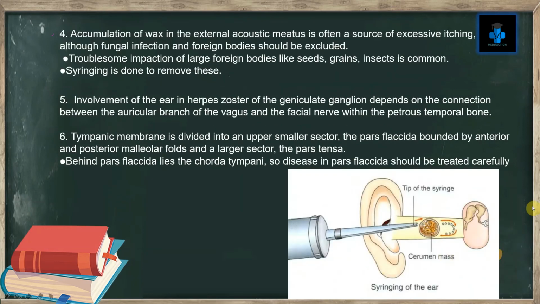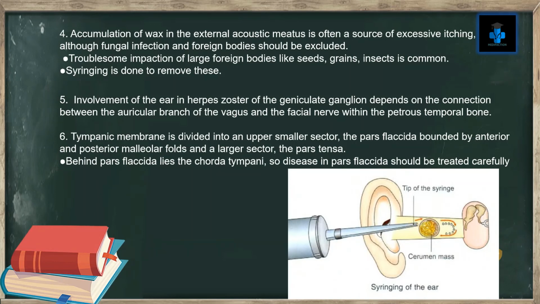Number four. Accumulation of wax in the external acoustic meatus is often a source of excessive itching, although fungal infection and foreign bodies should be excluded. Troublesome impaction of large foreign bodies like seeds, grains, insects is common. Syringing is done to remove this, as you can see right here.